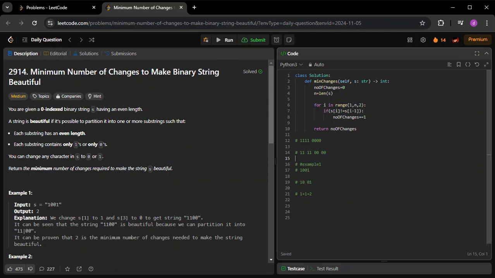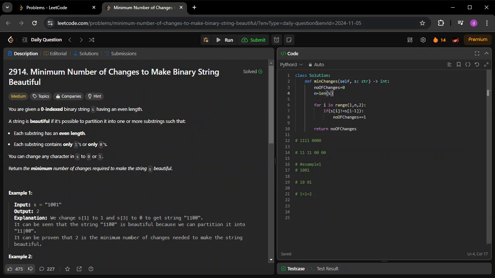You have to pair each character with the adjacent character and see if they are the same or not. If they are not the same, you have to do one change. Whether I'm making 0 as 1 or 1 as 0 is not important in this question. So here I'm taking the number of changes equal to 0 initially, and I'm storing the length of the string as n.